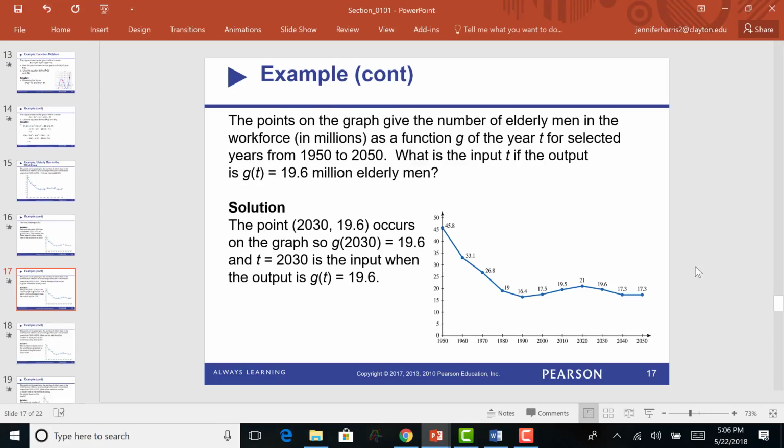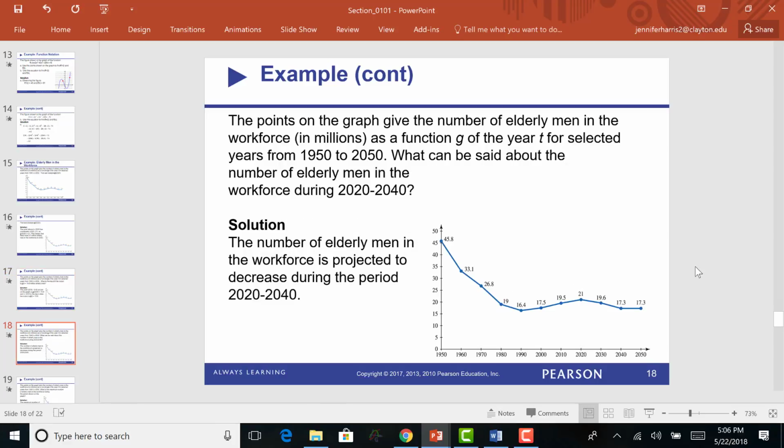All righty. Next one, let's see. We're talking about the same graph. What's the question? What is the input T if the output, which is G of T, is equal to 19.6? Do you understand the question? It said, what's the input? Meaning what year was there 19.6 million elderly men in the workforce? 2030, done. You just look at the graph. There's nothing else for you to do but look at the graph. They gave you the Y value, or the G value, and they wanted you to find the T value just by looking at the graph.